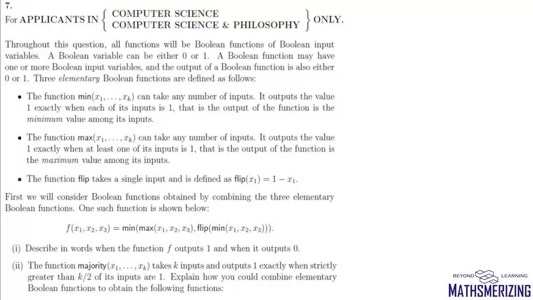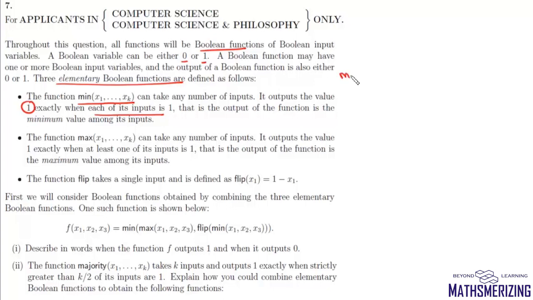And finally, we have question number 7, which is for applicants in computer science or computer science and philosophy. In this question we have defined Boolean functions which take input as either 0 or 1. Now 3 elementary Boolean functions are defined. One of the functions is minimum of inputs x1, x2, xk, and it outputs a value 1 exactly when each of the inputs is 1.